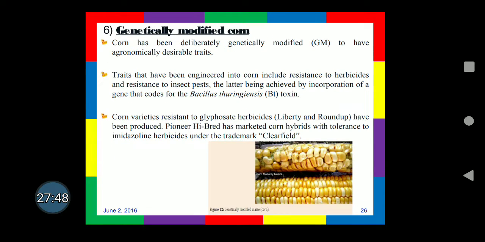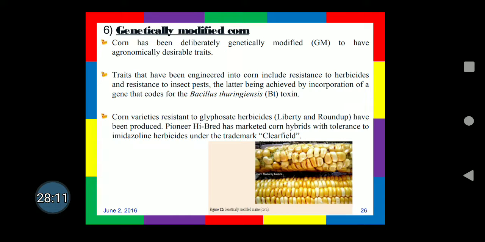Genetically modified corn. Corn has been deliberately genetically modified to have agronomically desirable traits. The traits engineered into corn include resistance to herbicide and resistance to insect pests, and the latter has been achieved by the incorporation of the BT toxin, as we saw in the case of the soybean.